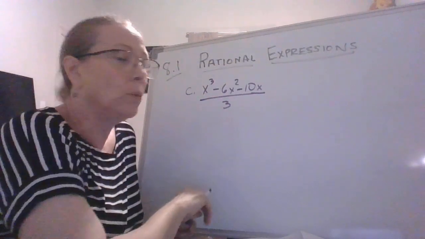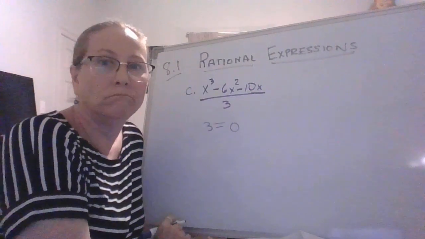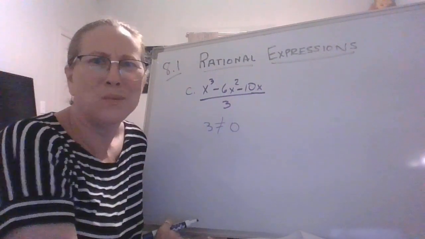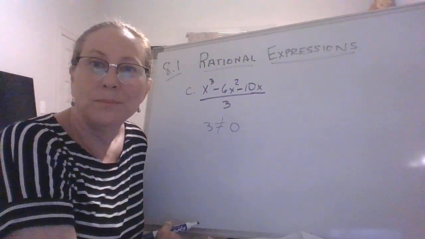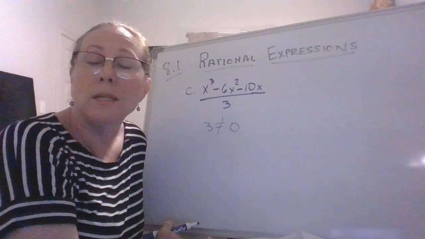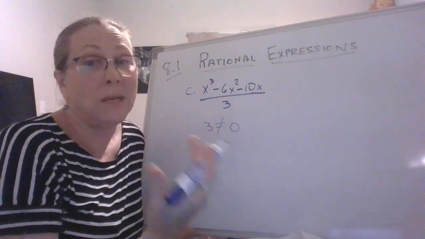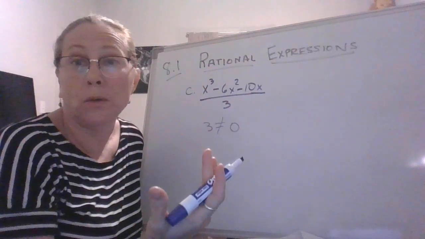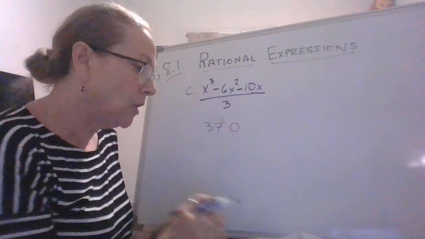But the denominator, will 3 ever be equal to 0? No, 3 is never going to be equal to 0. So will it ever be undefined? No, it is always going to be a rational expression. So the answer would be none. Usually in my method, I would give you a choice of that it's a rational expression or that there is no number that would make it undefined. Here's another.